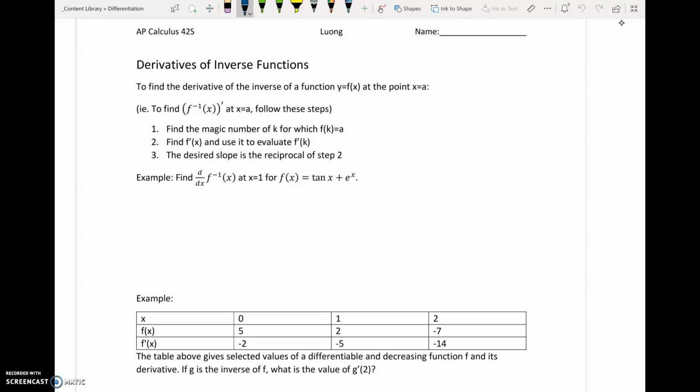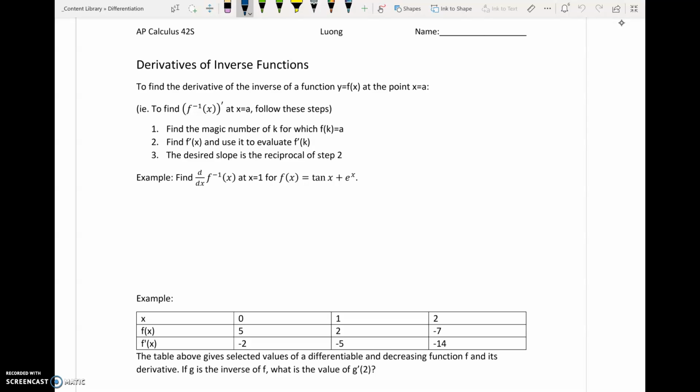Usually you're either given a huge table of values, or you're given f of x and then an x value. If you look at the function that's given to us, finding the inverse gets pretty complicated, because we need to switch our x and y values and then somehow solve for y. So we're going to follow the step-by-step guide in finding the inverse at a specific point, x equals 1.